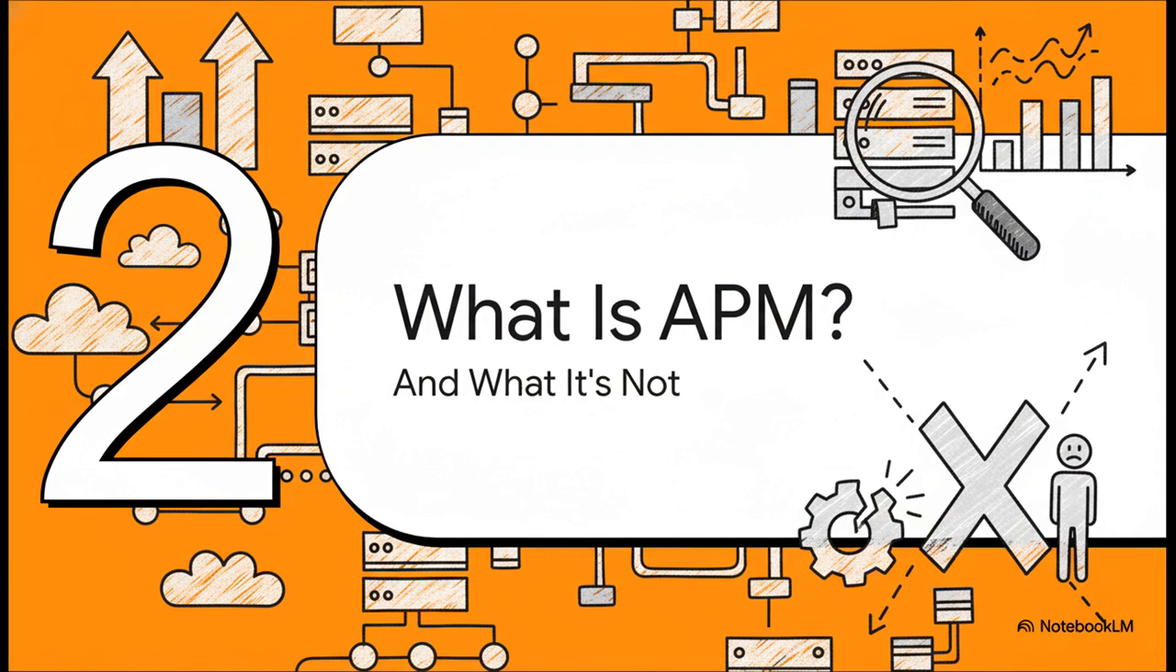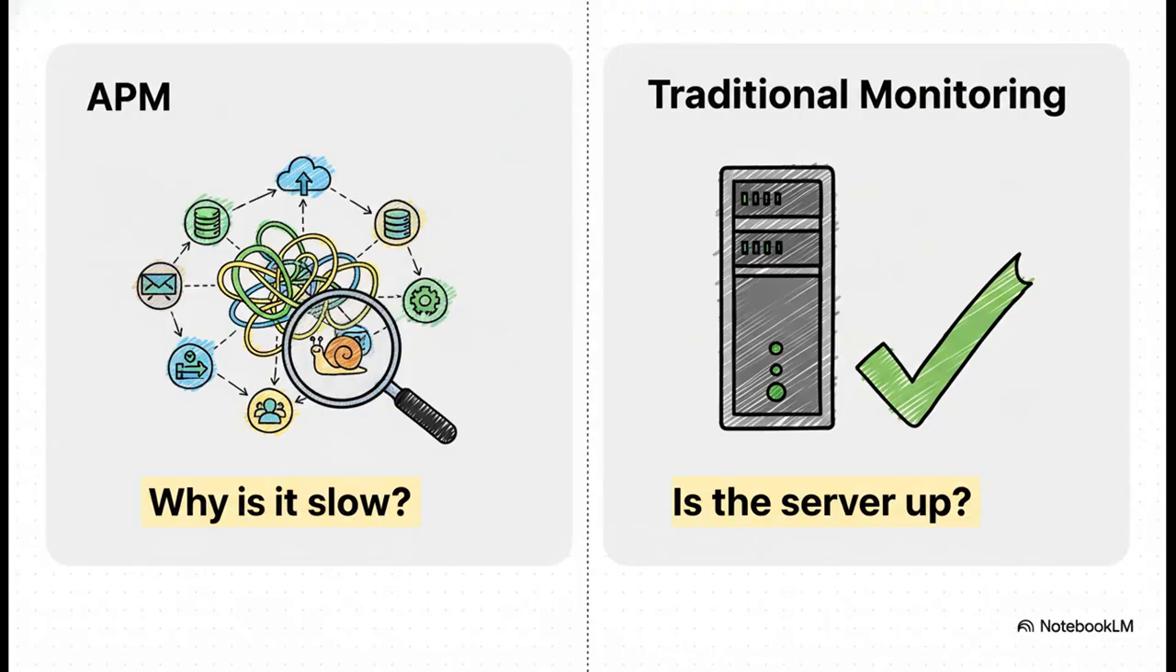So, let's dig in a little deeper. What exactly is APM? And maybe just as important, what is it not? Okay, this right here is the key difference. See, traditional monitoring basically just asks one question: is the server on? It cares about CPU, memory, the health of the machine. APM asks a much, much smarter question: why is it slow? It goes way beyond the infrastructure and dives right into the code to give you that critical, user-focused perspective.